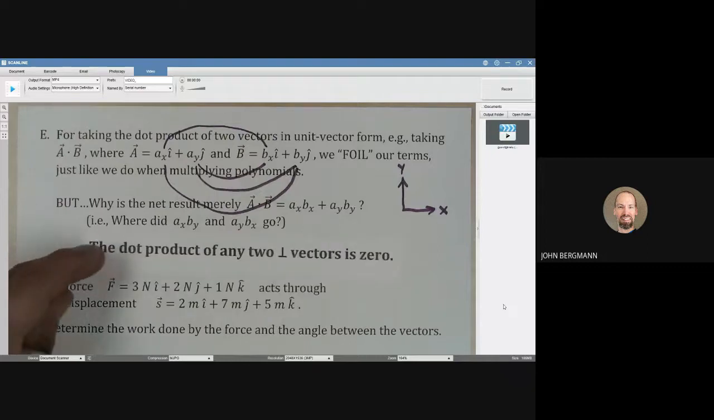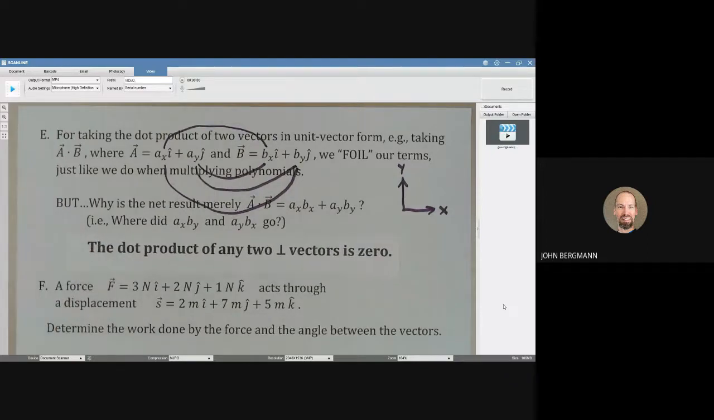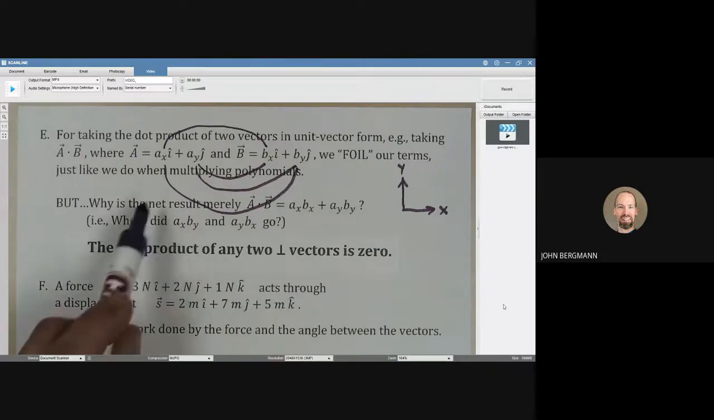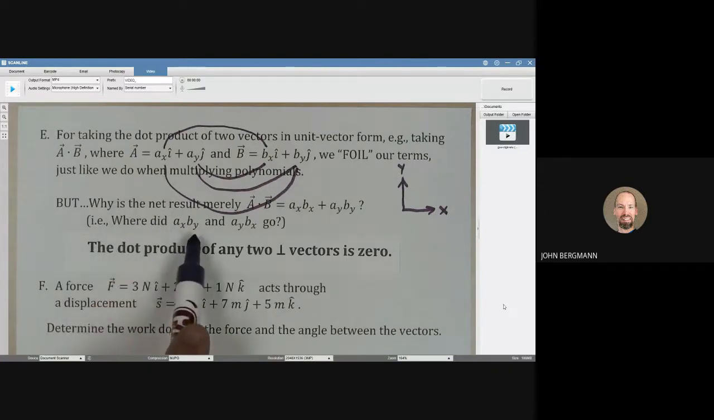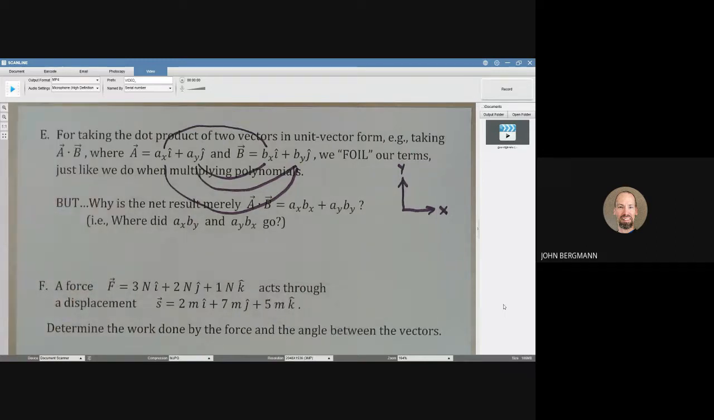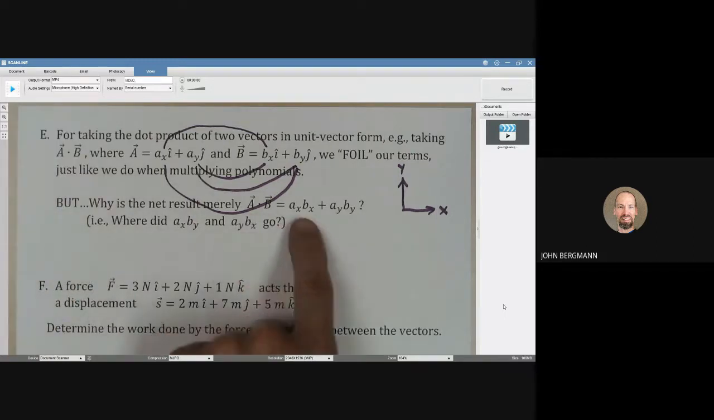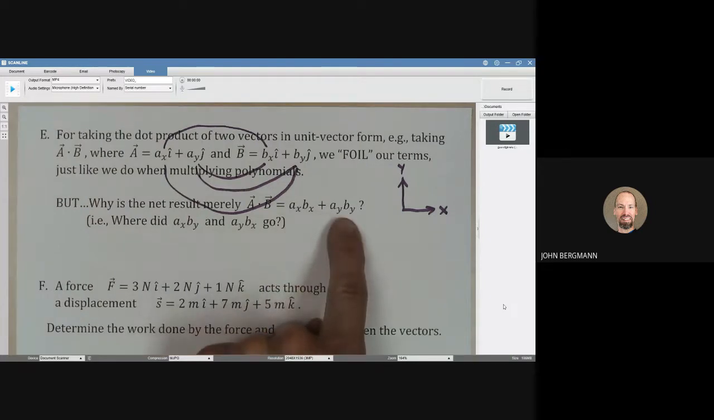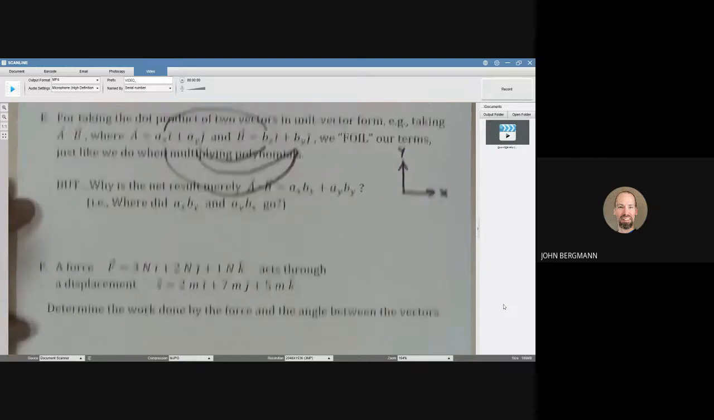Why is that? They disappear because when you take the dot product of any two perpendicular vectors, you get 0. So when you take the x component of vector A multiplied by the y component of vector B, that becomes 0. Similarly with Ay times Bx. Whenever you're doing the dot product of two vectors, you simply multiply their first components, their second components, and so on. So let's practice that.